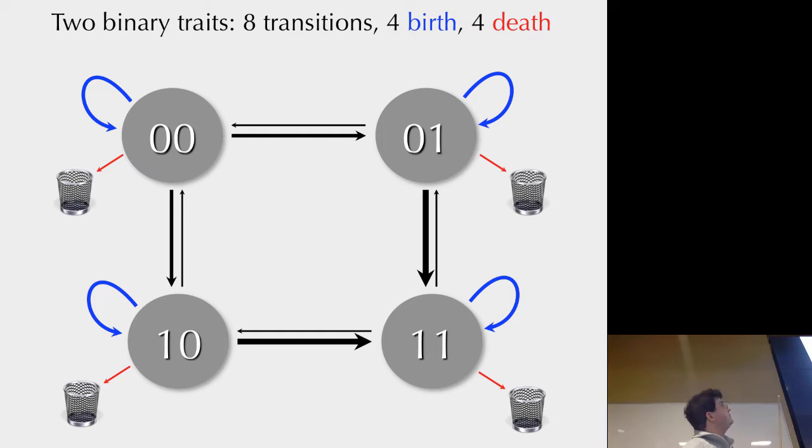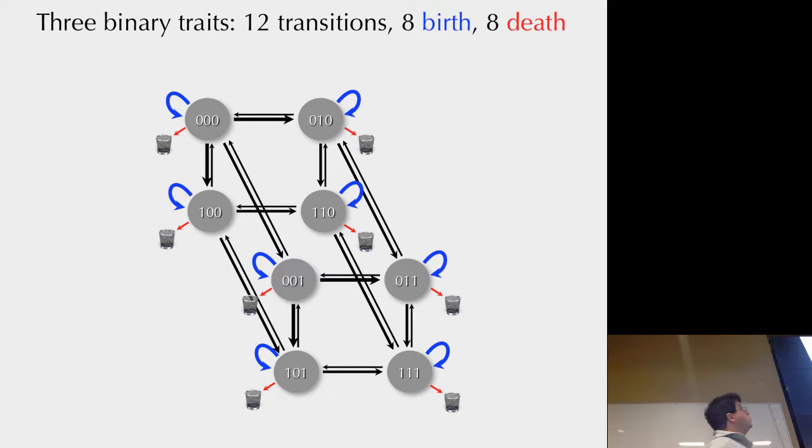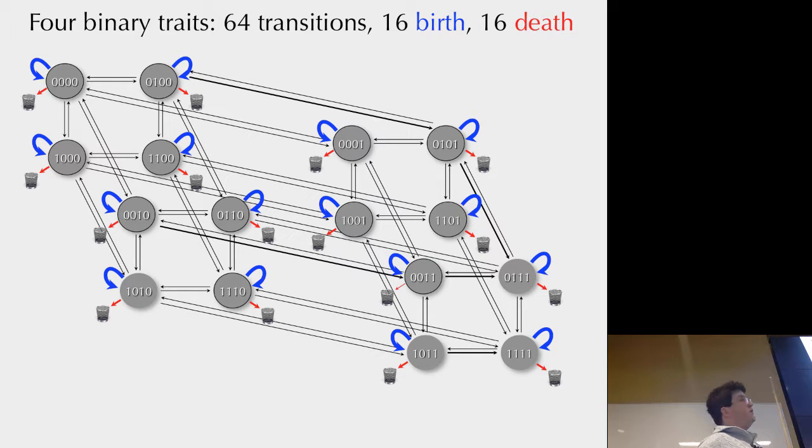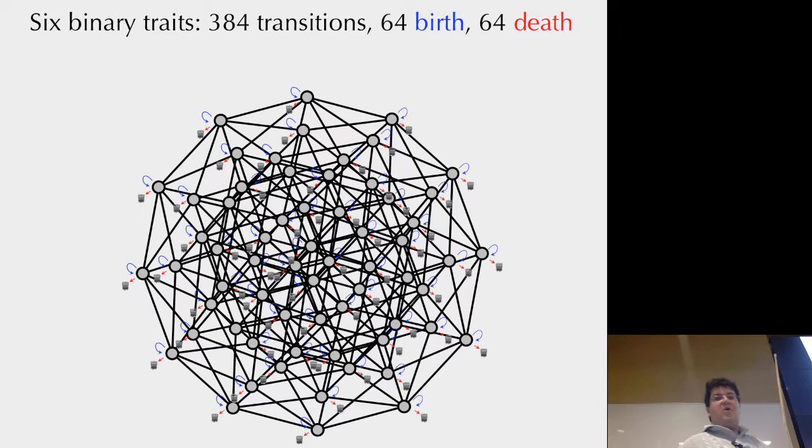So with 2 binary traits, we have 8 transition rates, 4 birth rates, and 4 death rates. Okay? Well, we're looking at more traits than that, right? So we're looking at, say, 3 binary traits: 12 transitions, 8 birth, 8 death. 4 binary traits: 64, 16 and 16. We're looking at 16 binary traits, right? So we have 384 possible transition rates, 64 birth rates, 64 death rates. Estimating all of that would be stupid, right? Unless you have a giant tree, right? You're not going to have enough power to estimate all those things.